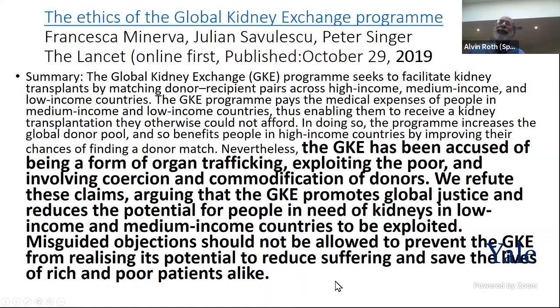And now in the literature, we're starting to see support. So in The Lancet, just a year ago, there's a paper by three philosophers, one of whom, Peter Singer, is quite a famous moral philosopher.